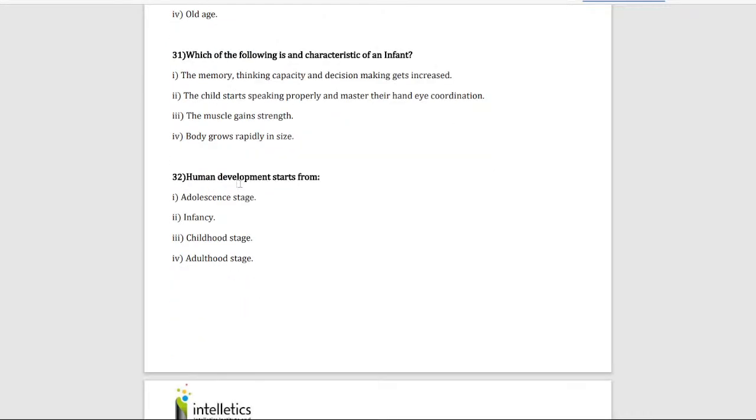Question number 31. Which of the following is a characteristic of an infant? First, the memory, thinking capacity, and decision making gets increased. Second, the child starts speaking properly and masters their hand and eye coordination. Third, the muscle gains strength. Fourth, the body grows rapidly in size. And the correct answer for this question is the child speaking properly and masters their hand and eye coordination is a characteristic of an infant.